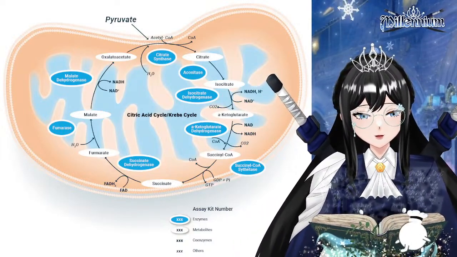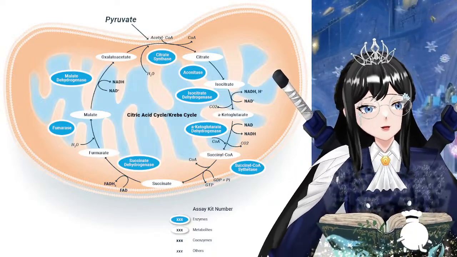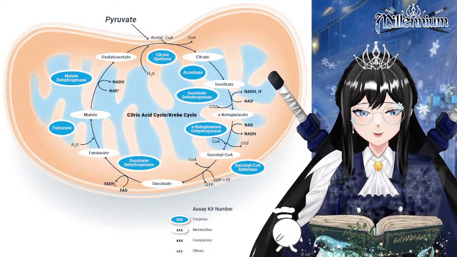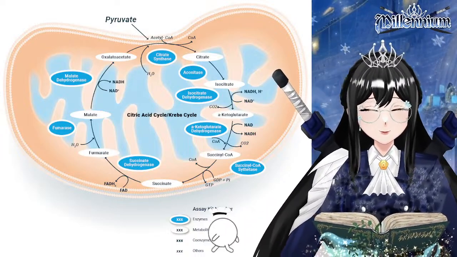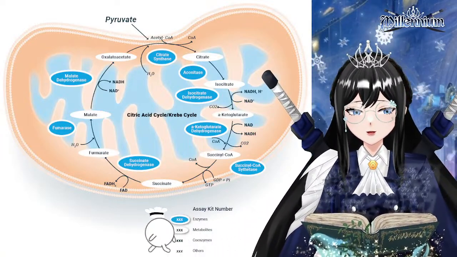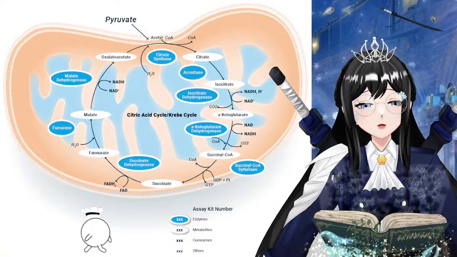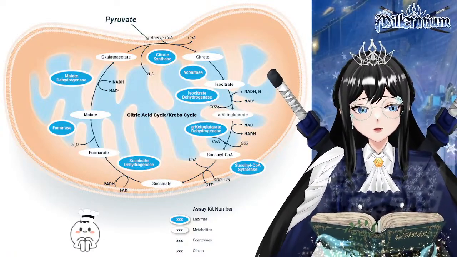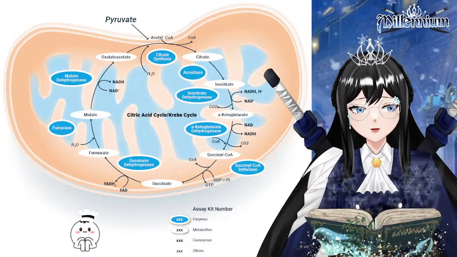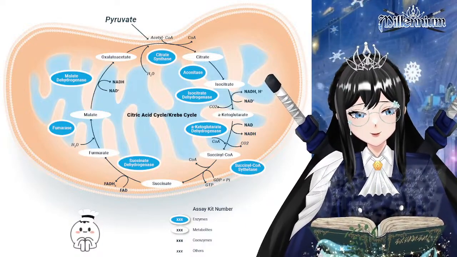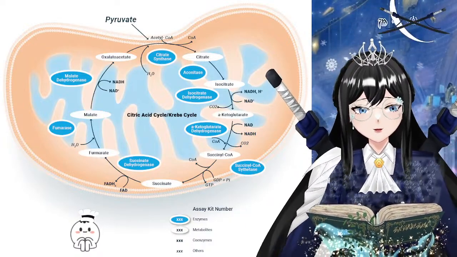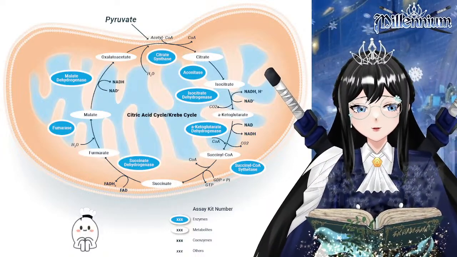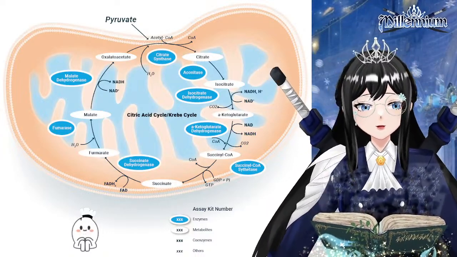And now we have the TCA cycle, also known as the citric acid cycle or the Krebs cycle. It's a central metabolic pathway that fully oxidizes the acetyl-CoA to CO2. So what's the purpose of the Krebs cycle? It will fully oxidize the acetyl-CoA to CO2 while also capturing energy in the form of FADH2, NADH, and GTP.